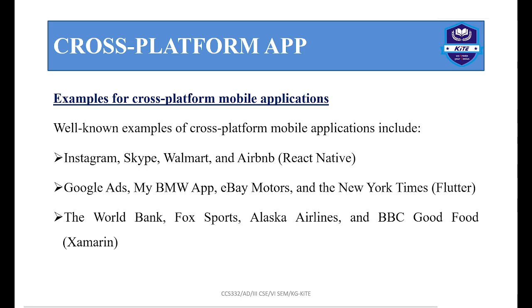Let us consider some examples of cross-platform mobile applications for easy understanding. First are Instagram, Skype, Walmart and Airbnb. These are developed using React Native. Next are Google Ads, My BMW app, eBay Motors and the New York Times. All these are developed with the help of Flutter. Third, the World Bank, Fox Sports, Alaska Airlines and BBC Good Food use Xamarin. So these are a few examples of cross-platform mobile application development.